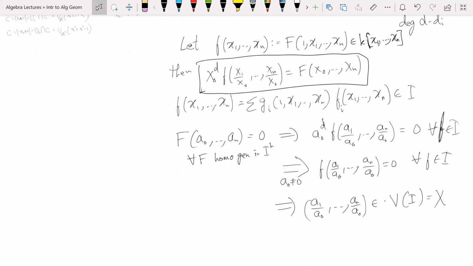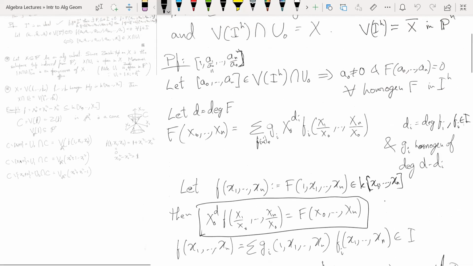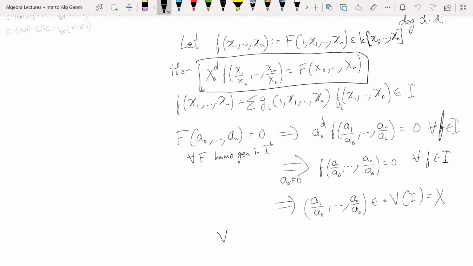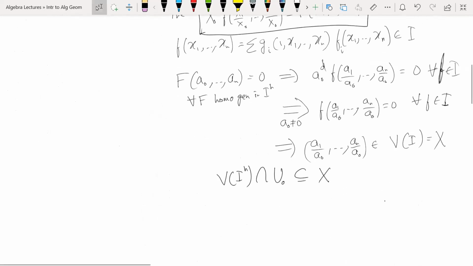Which implies, since a0 is non-zero, that f of this is 0 for all f in I, which implies that (a1 over a0, ..., an over a0) is in X. So this proves this inclusion: V(IH) intersection U0 is contained in X, and you can reverse this process.